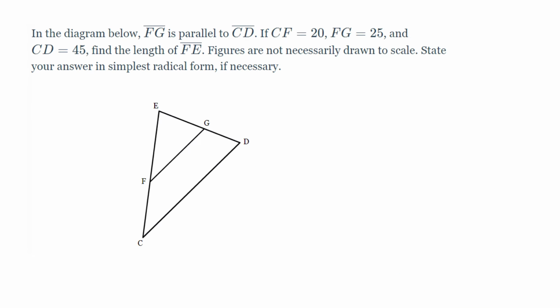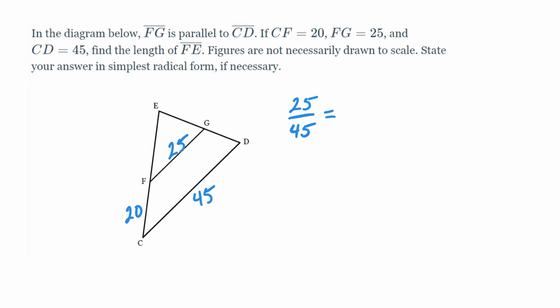So the first thing we're going to notice here is we're going to identify all the parts to our figure. It says CF is 20, FG is 25, and CD is 45. So the only corresponding parts that we actually have here are the 25 and the 45, which are respectively the bottom parts of their corresponding triangles.